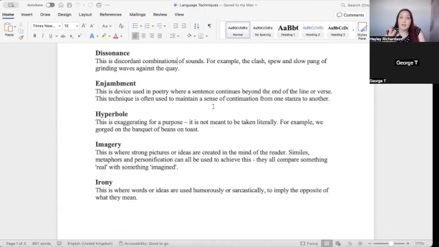And then if you're coming to look at discussing it and analysing it, you can say things like this exaggeration shows blah, blah, blah. Imagery, this is where strong pictures or ideas are created in the mind of the reader. Similes, metaphors, and personification can all be used to achieve this. They all compare something real with something imagined. So if you've got a simile or a metaphor, or personification even, it could also be imagery. So you can use that same example to identify both of those things. You're not repeating yourself. That's fine.